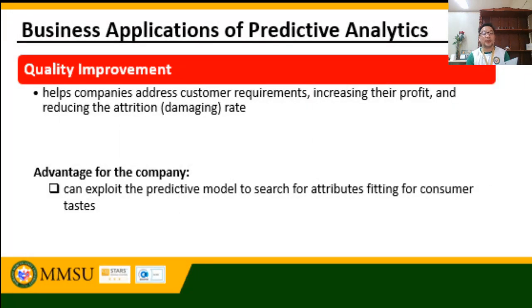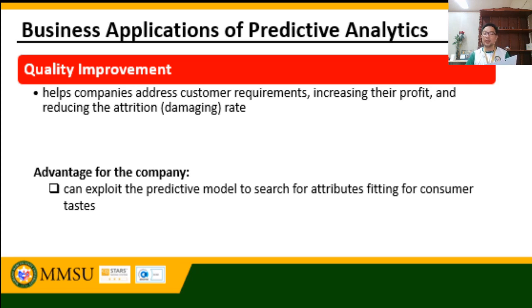Another application is for quality improvement. So this is the analysis of market surveys to help companies address customer requirements, increasing their profits, and reducing the attrition rate. Attrition is damaging, okay? So, some types of factors in quality improvement include product characteristics like component, presentation, customer characteristics like gender, age, and customer surveys like tastes, preferences, wants, needs.